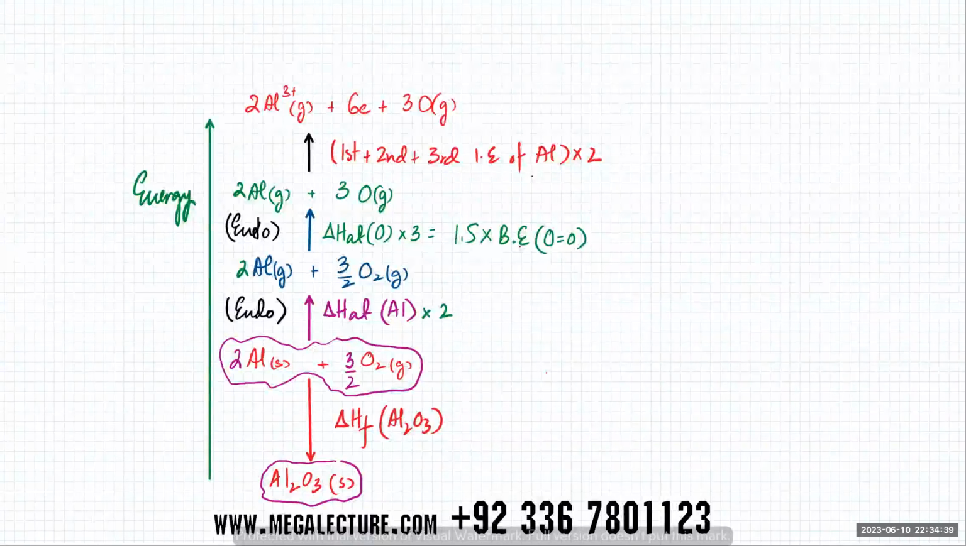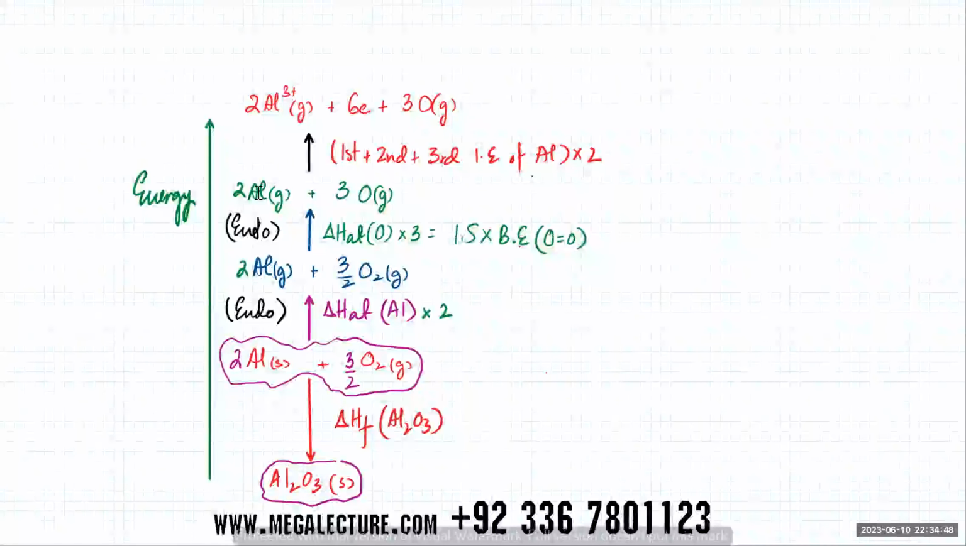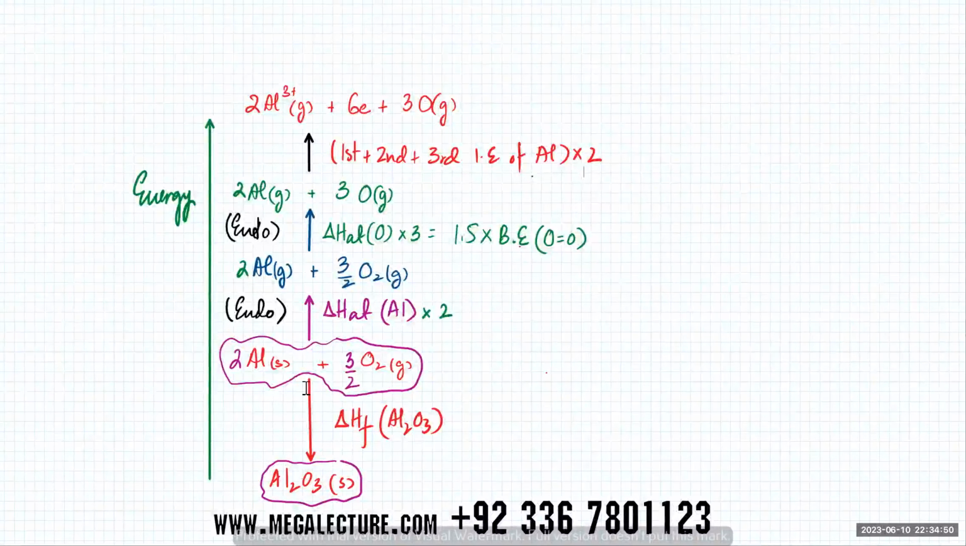I don't understand the equation. No, which one? 2Al3+ plus 6e- plus 3O. See, I had Al, right? I mean, basically what I'm trying to do is I've got the elements, I'm trying to make the ionic lattice, right?